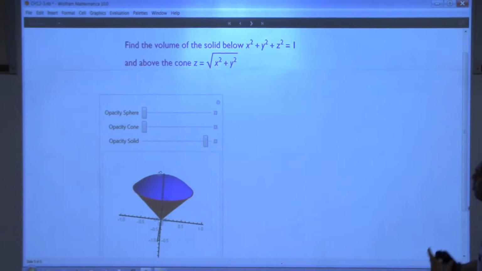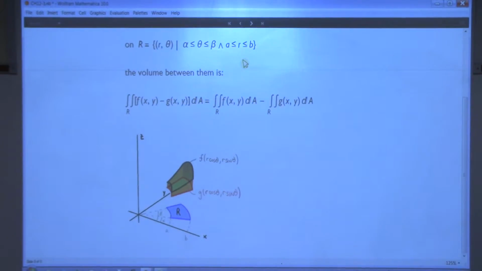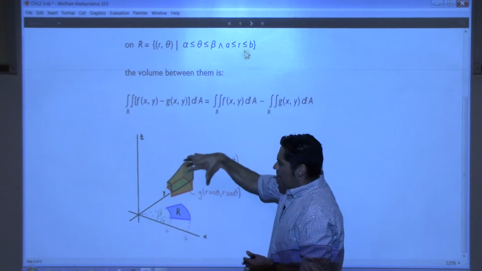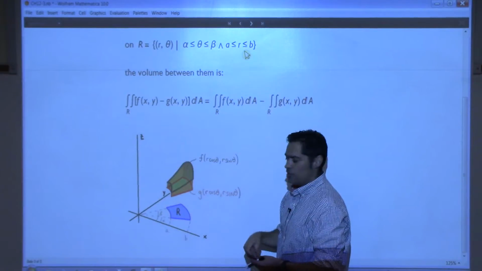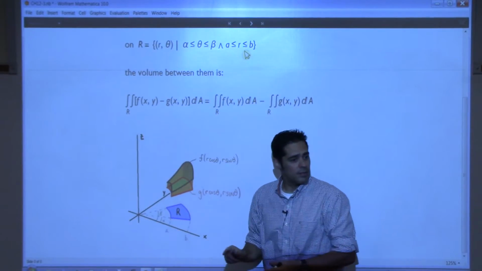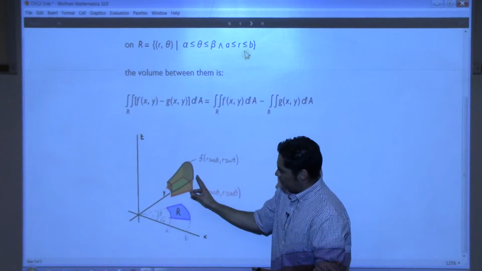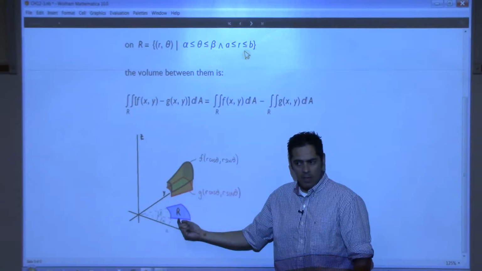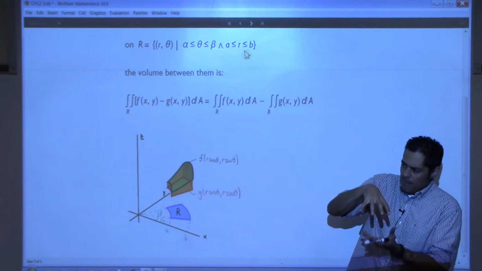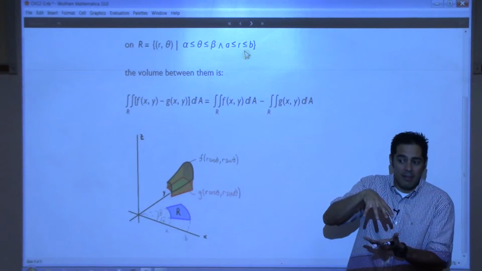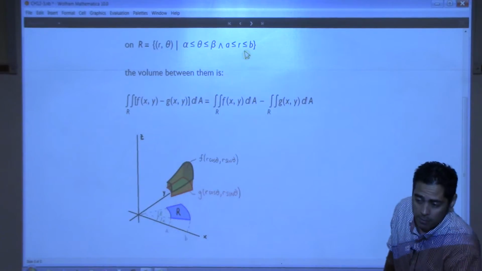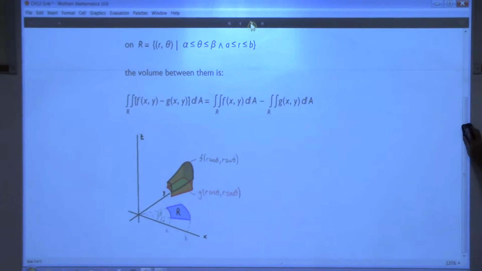Take a look back at this picture that I just had up here. If I'm trying to find the volume of this chunk of stuff right here, does it have a top cap? Yes, it's the f function. Does it have a bottom cap? Yes. And what about the walls of this thing? That's dictated by the region on the ground, right? So as long as you can come up with some top cap and some bottom cap to the solid, and then you can define very clearly what the region is that you're integrating over, then you should be able to get the volume.